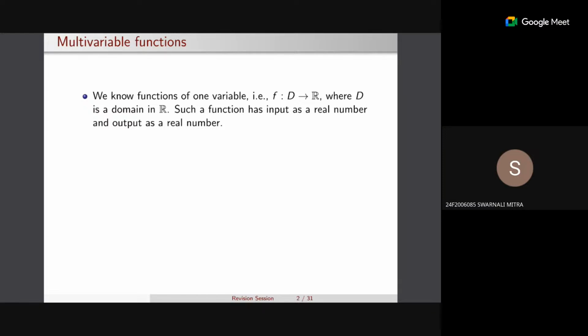So just to recollect, what we mean by a function of one variable: it's a function in which you have one input and one output, one real number as an input and a real number as an output. Most of the time we take functions from R to R, but in some cases we restrict it to certain domains as per the requirement of the problem statement.